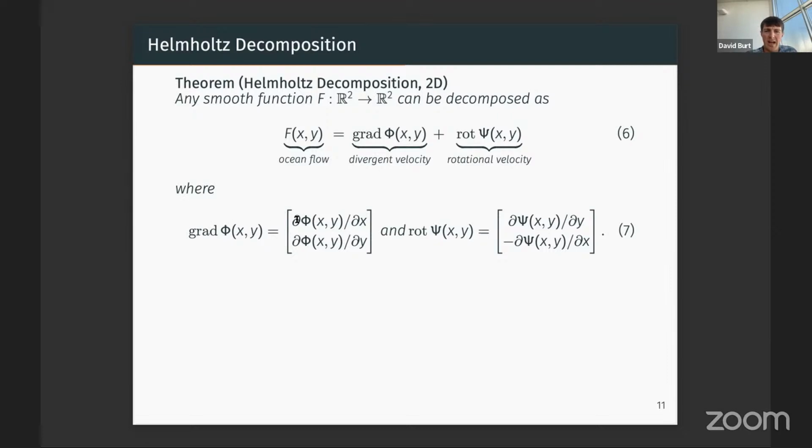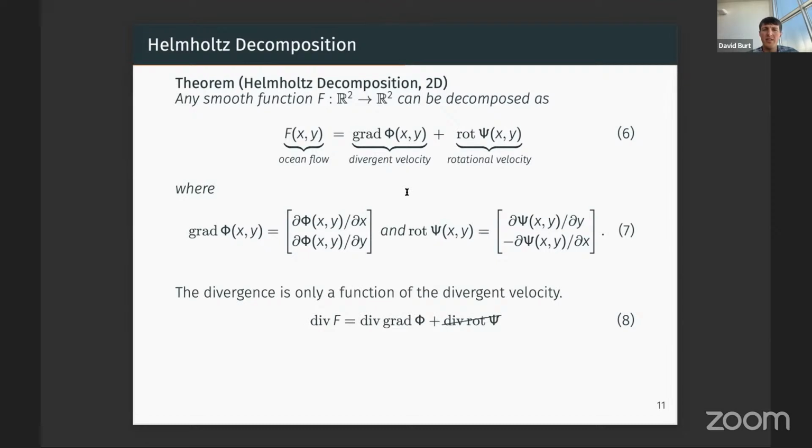And the grad and rho rotational operators are defined in terms of mixed partial derivatives. The actual formulas aren't crucial for the rest of the talk. The thing to focus on is we're taking partial derivatives and we're summing them. And we'll refer to the first term as the divergent velocity and the second term as the rotational velocity.